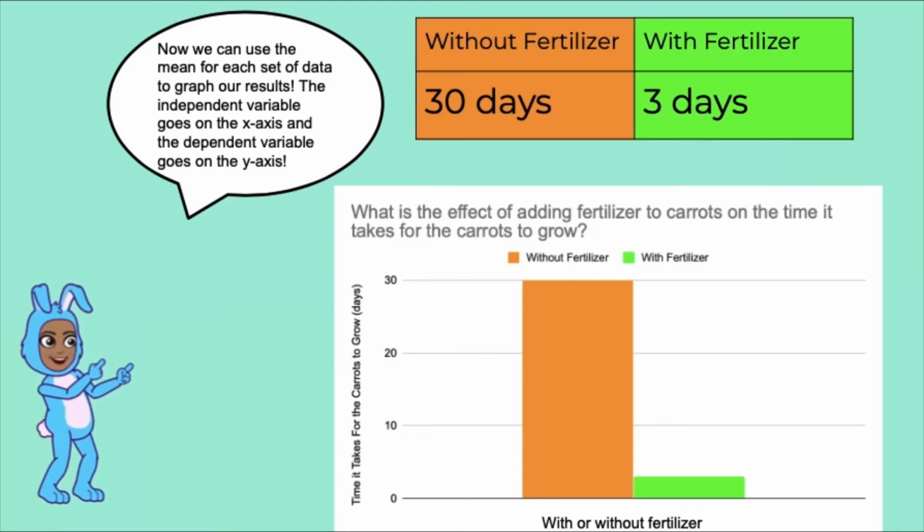Now we can use the mean for each set of data to graph the results. The independent variable goes on the x-axis and the dependent variable goes on the y-axis. So here's our graph.